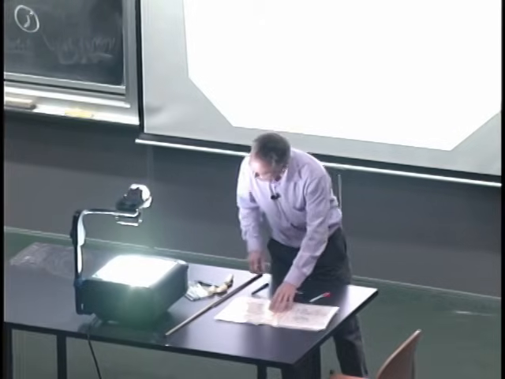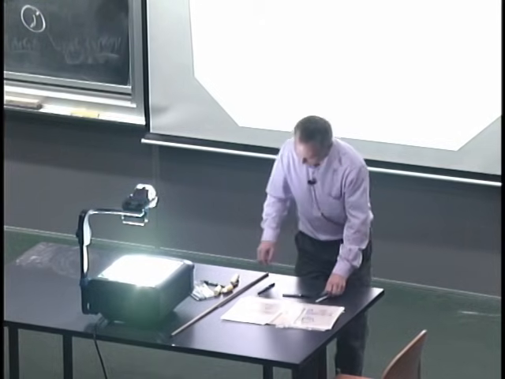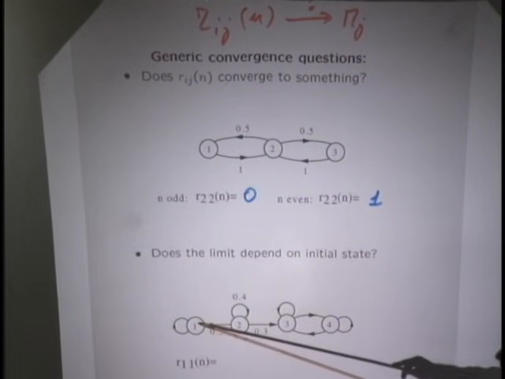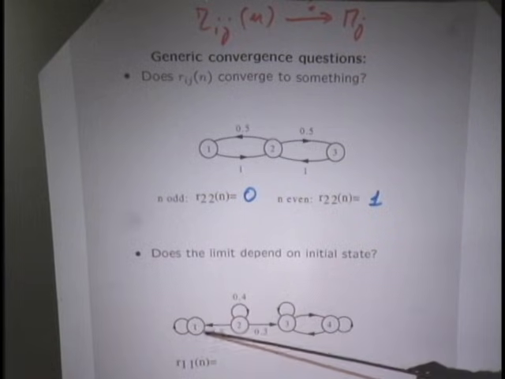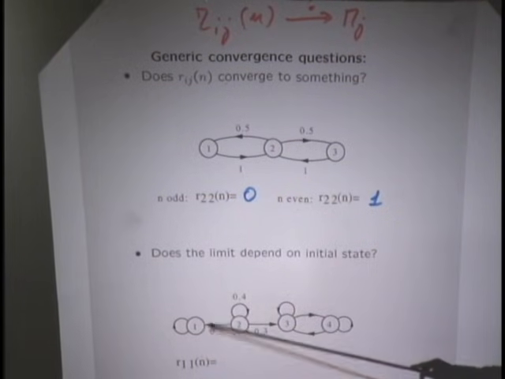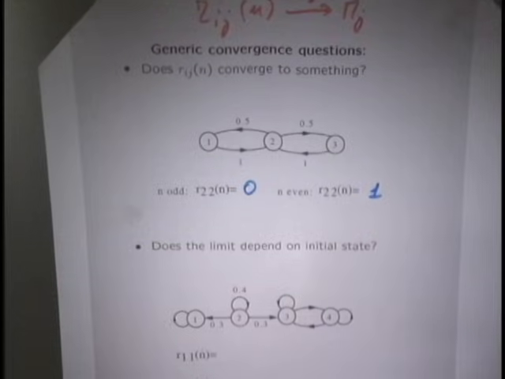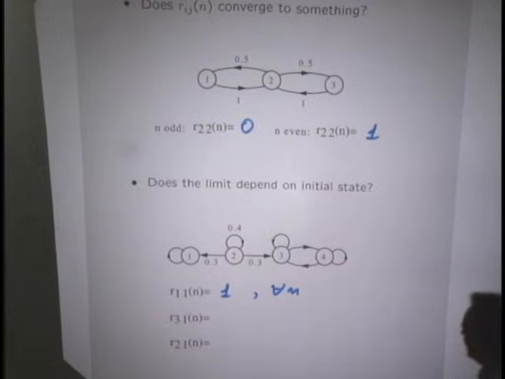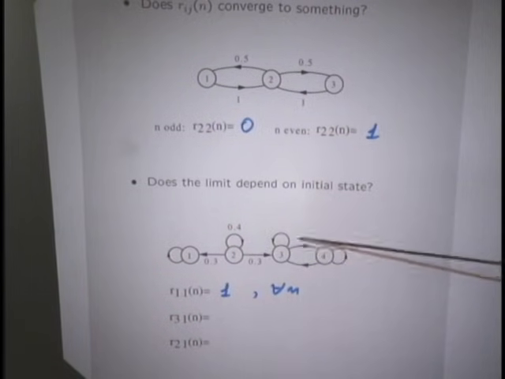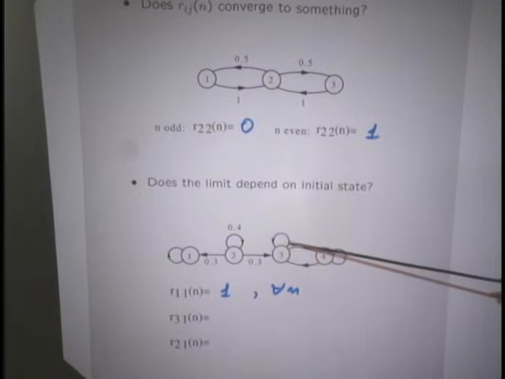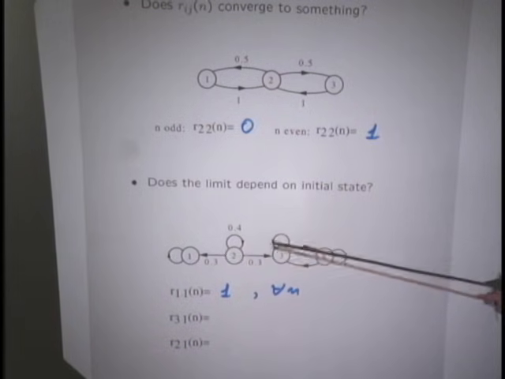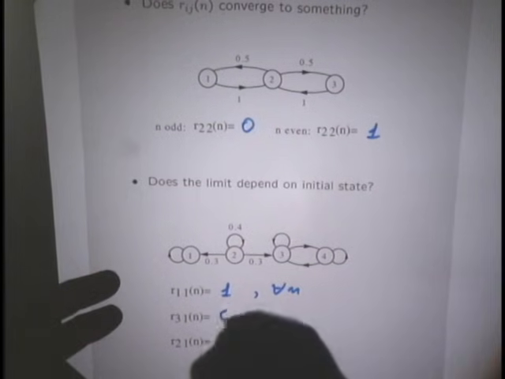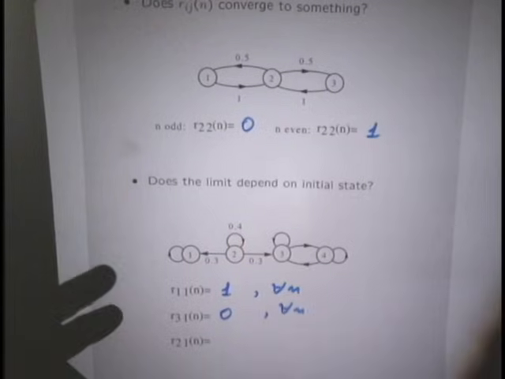But you can think of situations where the initial state does matter. Look at this chain here. If you start at state 1, you stay at state 1 forever. There's no way to escape. So this means that R11(n) is 1 for all n. If you start at state 3, you will be moving between states 3 and 4, but there's no way to go in that direction. So there's no way that you go to state 1. And for that reason, R31(n) is 0 for all n.